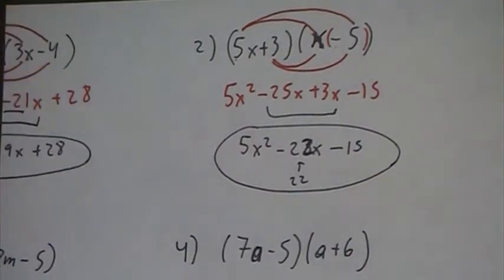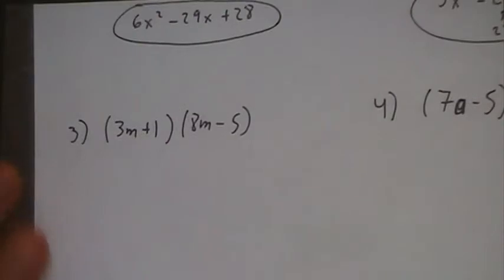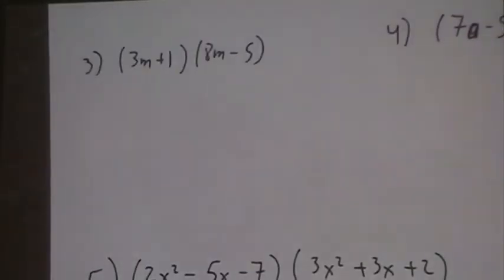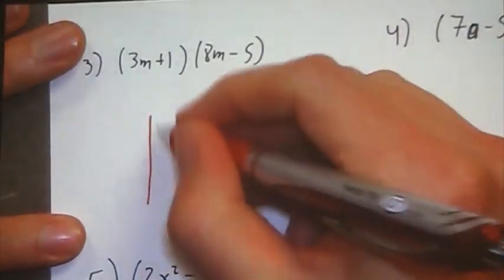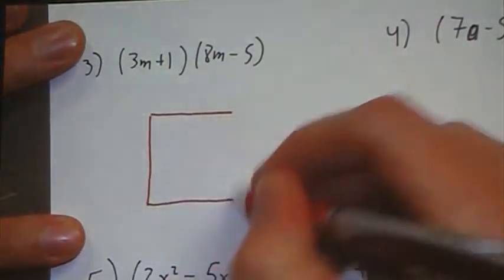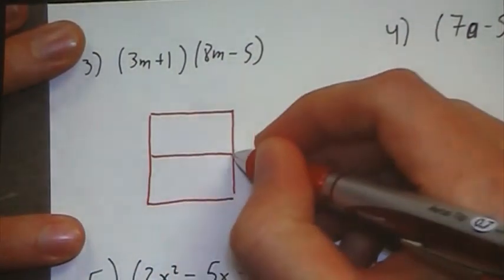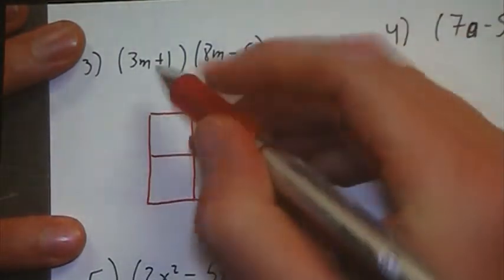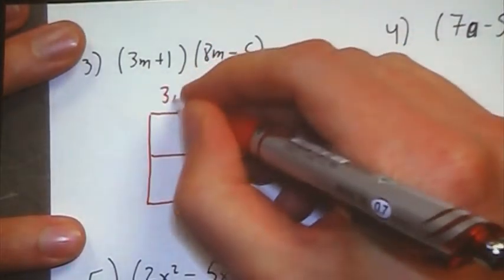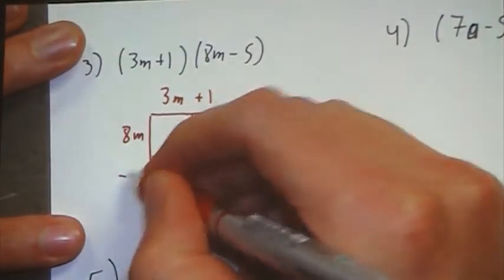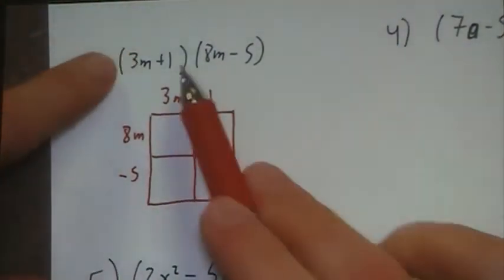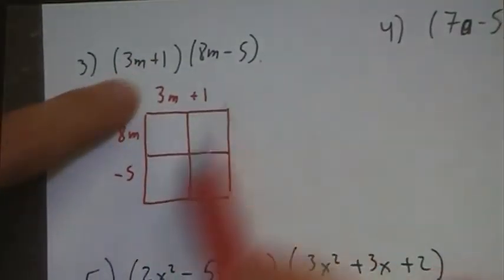Now another way you can do it, and I just learned this a few weeks ago, it's a table or box method. And what you do, you gotta draw your little box. So it's kind of fun. And then you're going to go 3m plus 1, and then 8m minus 5. So you're going to kind of split up these guys into the top side of your box here.